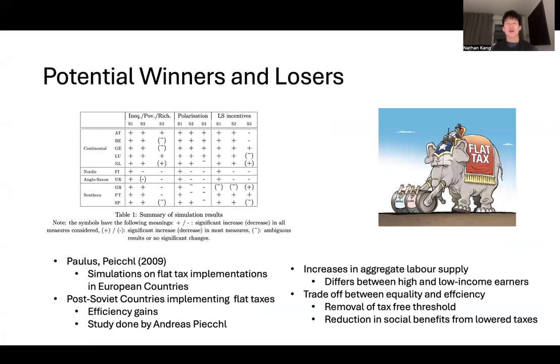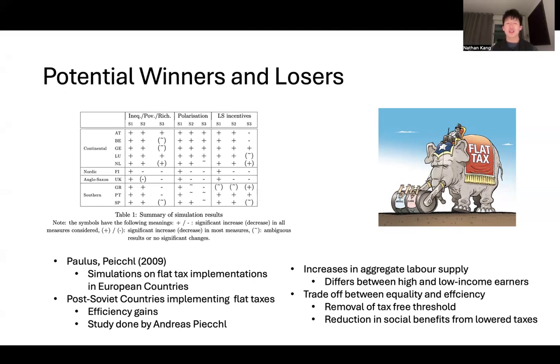Now, this means that there are winners and losers of our proposed flat tax rate. So, in a study done by Andreas Peichl, where he observed the economic effects of post-Soviet countries implementing flat tax rate systems, he discovered that these countries experienced economic and efficiency gains.